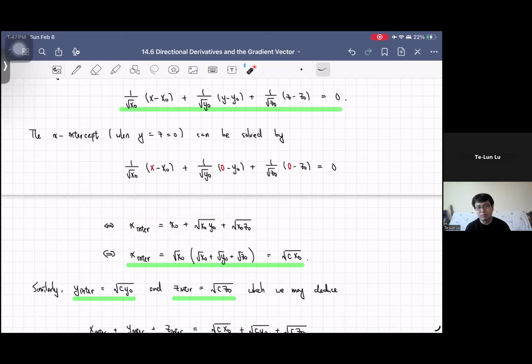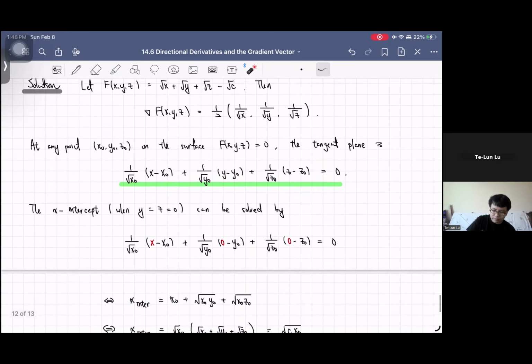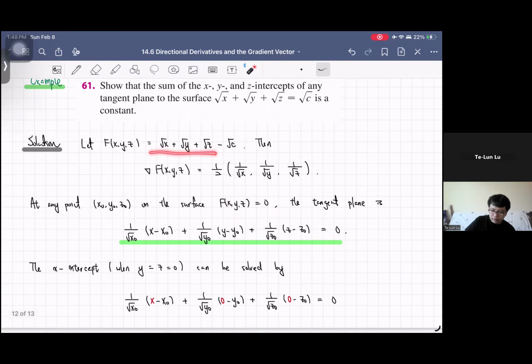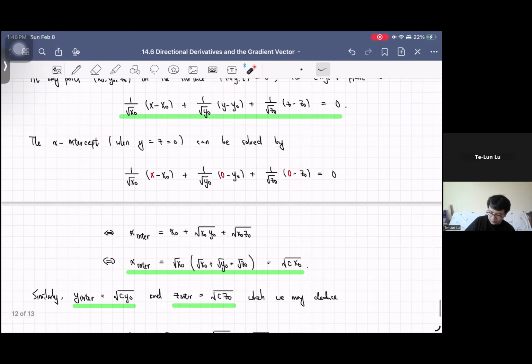And this actually simplifies to be, if you factor out the root of x naught, you get root of x naught times root of x naught, root of y naught, and root of z naught, which by definition of x naught, y naught, z naught being on the surface is root c, right? So you have root c times root x naught.